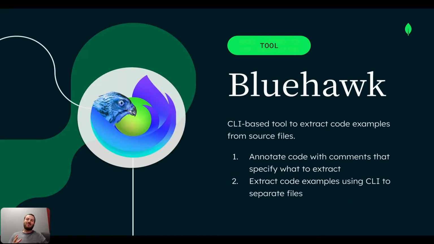So first, let's talk about Bluehawk, the tool that helps make this possible. Bluehawk is a command line-based tool that we can use to annotate our code with comments. In this case, the code being our unit test, the examples in there. And we annotate the code specifying what we want to extract into separate generated files. And then in order to generate those files, we use the Bluehawk CLI to create them.